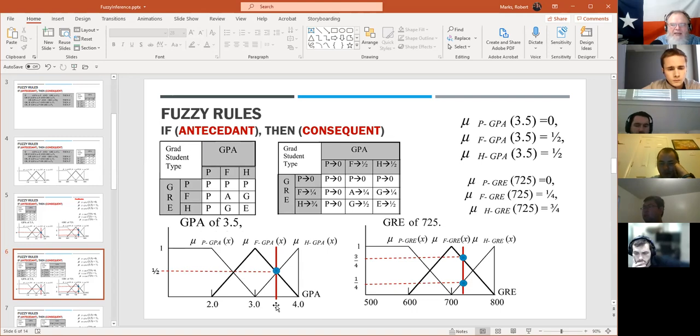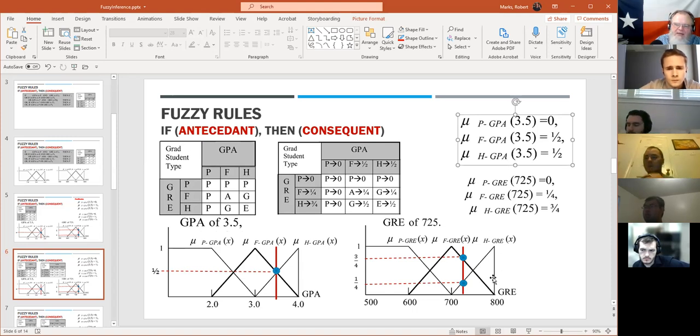As far as fair and high GPAs, it's 50-50. It's right on the edge, right? So that's what we get in the upper right here. In the upper right, we get that the membership function for the poor GPA is 0, for the fair GPA is 0.5, and for the high GPA, it's also 0.5. So we've taken that crisp number and fuzzified it into a vector of fuzzy numbers corresponding to the membership in each one of the different sets that is defined.